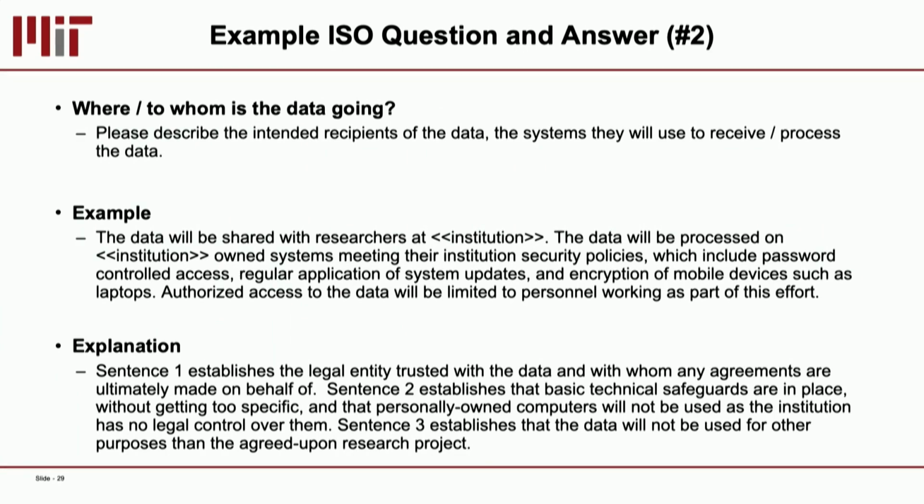Another question here that's very common is, to whom is the data going? So please describe the intended recipients. An example answer: the data will be shared with researchers at a specific set of institutions. Data will be processed on those institutions' own systems, meeting their institution security policies, which include password-controlled access, regular application of system updates, encryption of mobile devices such as laptops. Authorized access to the data will be limited to personnel working as part of this effort. Again, we've covered a lot of ground very simply. We didn't really go into too many details that are specific to this particular case.